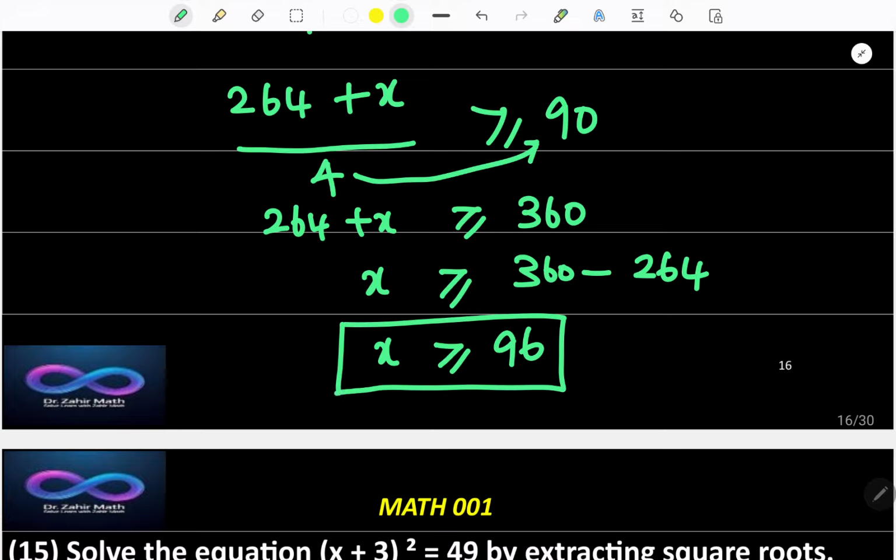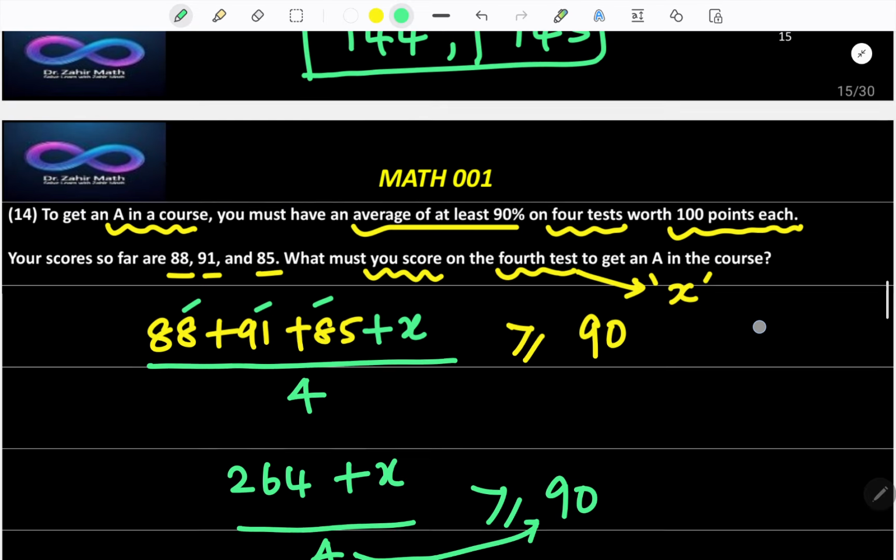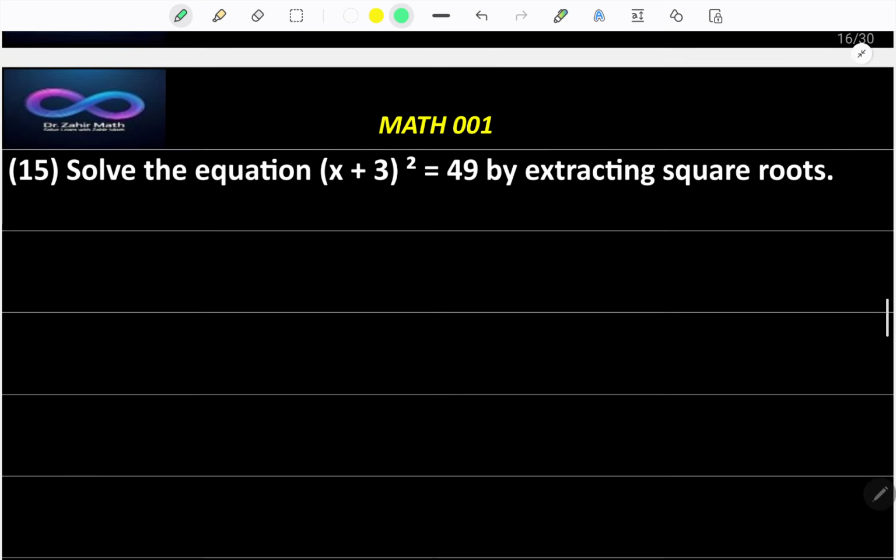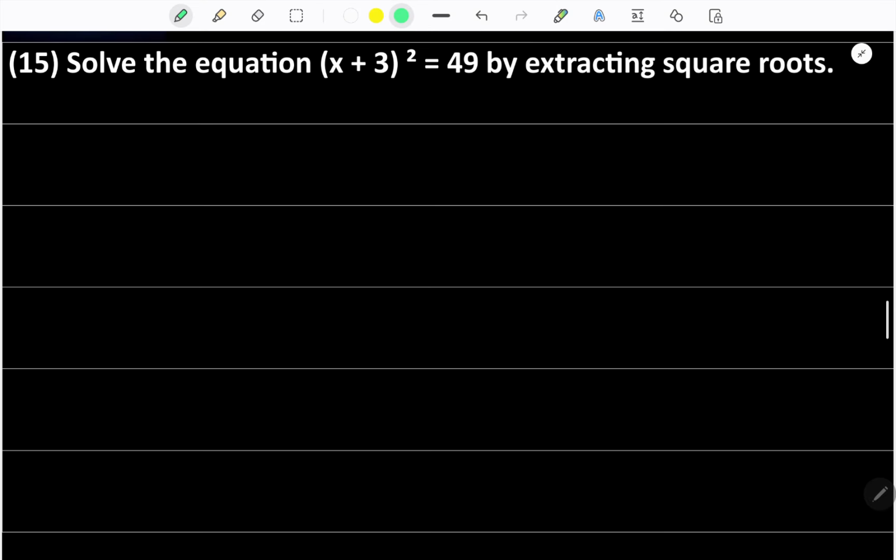What is the meaning of this? You must score at least 96 on the 4th test to get which grade? A grade. Clear? Right. All these things are available in the shorts. If you want, you can check also.